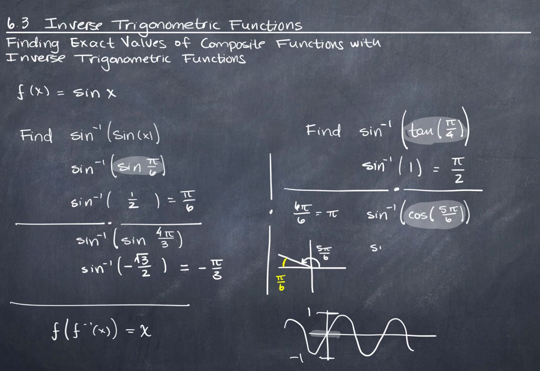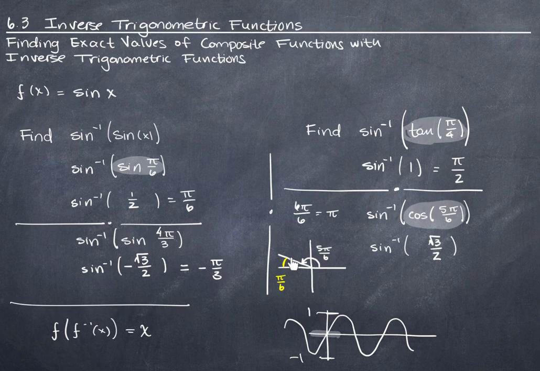Let me rewrite this problem first of all. The sine inverse of, I'm going to put a value in here that's equivalent to the cosine of 5 pi over 6. What is the cosine of pi over 6? Well, that's root 3 over 2. Okay. Now, is it positive or negative?